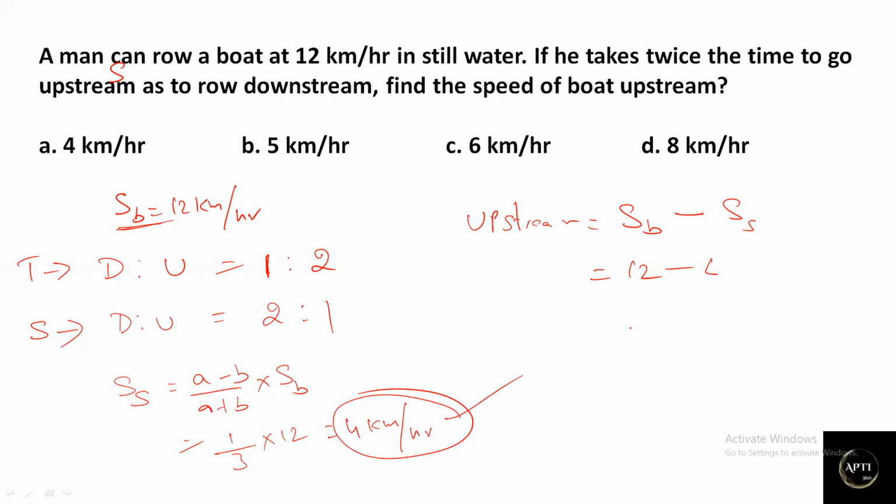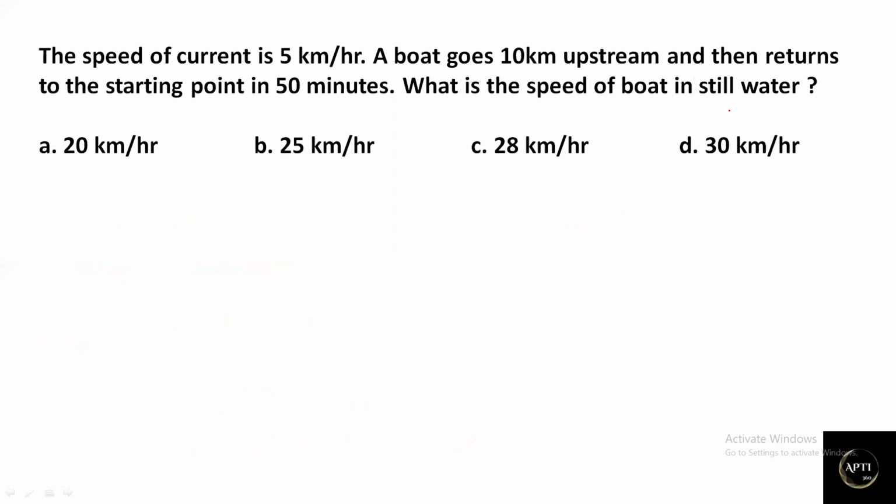Speed of stream, what is speed of stream? 4. What is 12 minus 4? That will give you the speed of the boat in upstream. So what is 12 minus 4? 8. So the answer is 8 kilometers per hour. Okay, now let's move on to the next one.